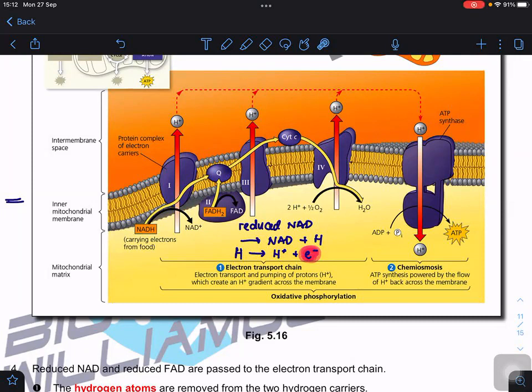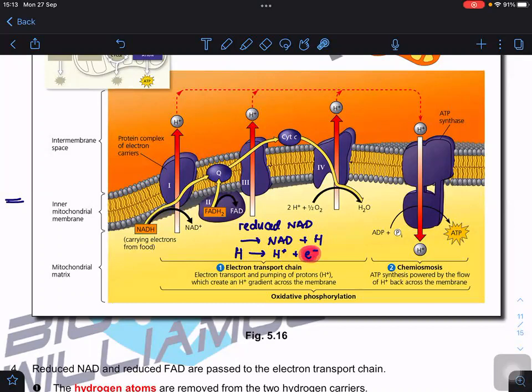Clear? So again, guys, first event, reduced energy carriers now release hydrogen atoms. This hydrogen atom dissociates into the proton and electron. And this electron will be transferred along this electron carrier, or along the electron transport chain. During the process of transfer, energy is released. Therefore, this energy is used to pump the proton from the mitochondrial matrix to the intermembrane space. Therefore, there is an accumulation of the protons at the intermembrane space.